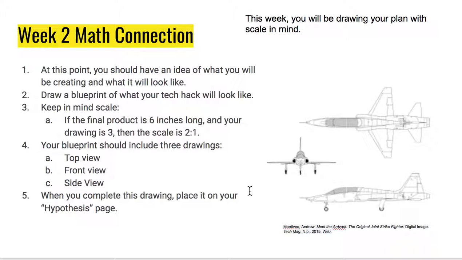The easy way to do this is to think of your measurements. So again, if the full measurement of, let's say, that speaker system is going to be 1 foot long, so 12 inches, and your drawing is only 6 inches long, your scale will be 2 to 1, because 12 to 6 would reduce to 2 to 1. Make sure you put the pictures on your hypothesis page.